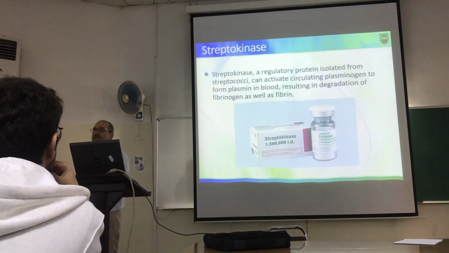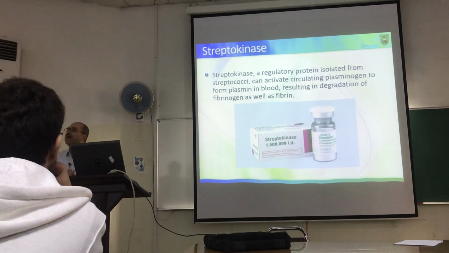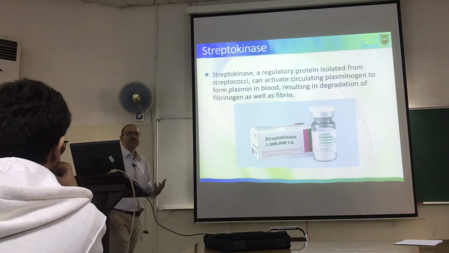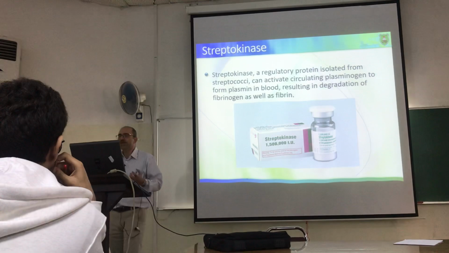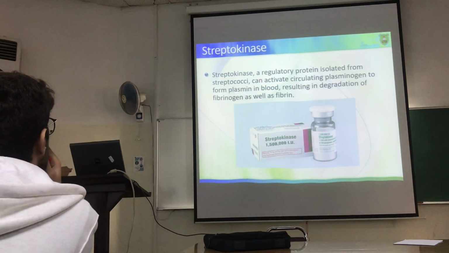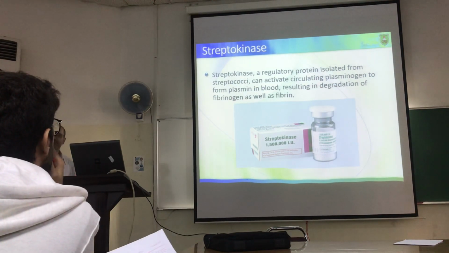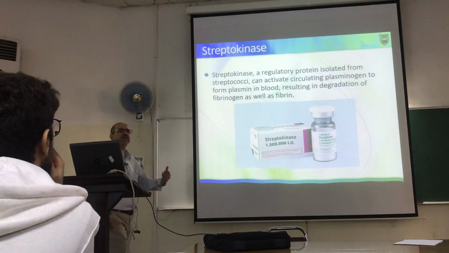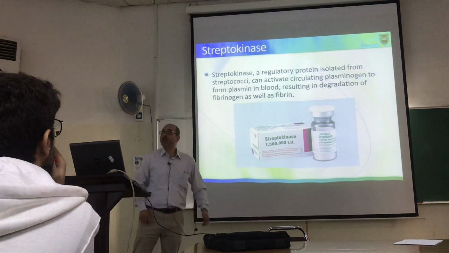Final note is that we have a protein produced from bacteria known as streptokinase. So it is produced from streptococcus or streptococci bacteria. Now, what this protein does is that it can activate circulating plasminogen to plasmin in blood. So it helps in dissolving the fibrin clot. And it can be given to patients.